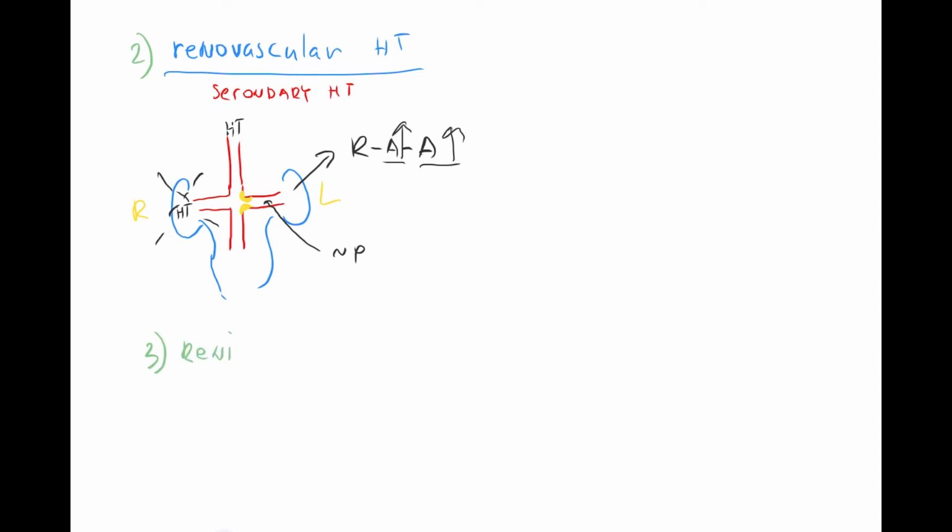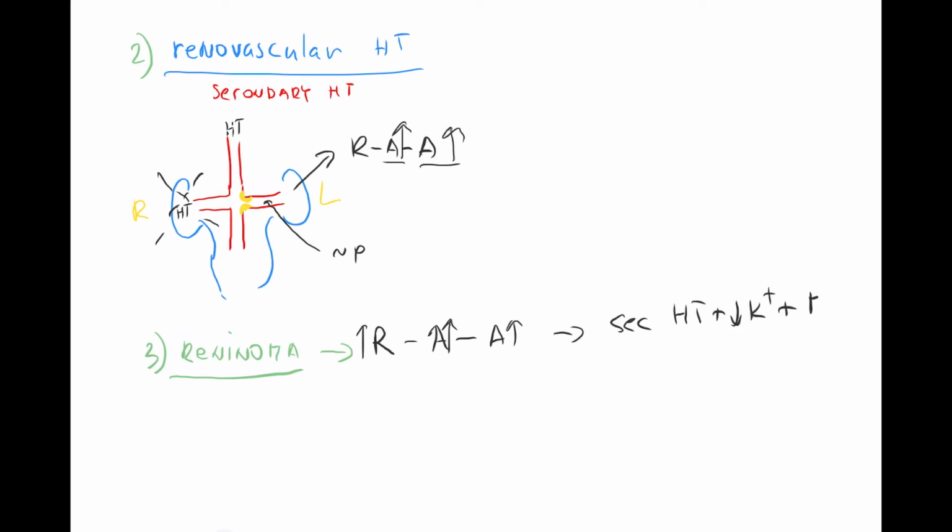So again, reninoma, rather benign, it's a benign tumor, but producing high levels of renin. And of course, this again boosts up all of these, and you're having secondary hypertension plus decreased potassium plus metabolic alkalosis. Okay, so these are three examples of secondary hyperaldosteronism.